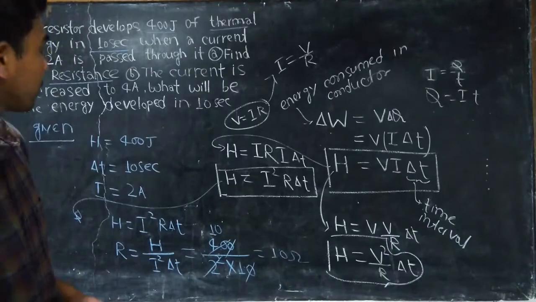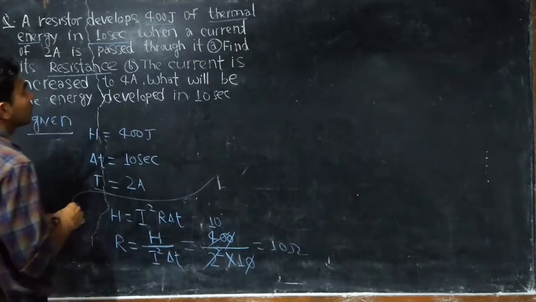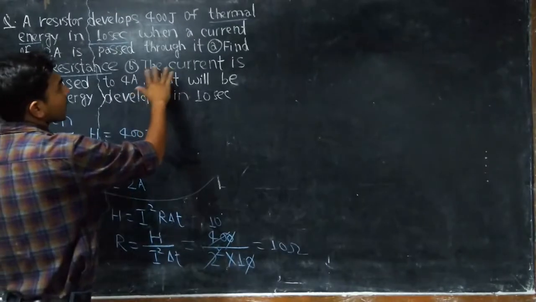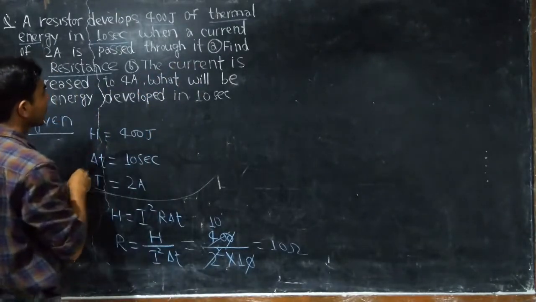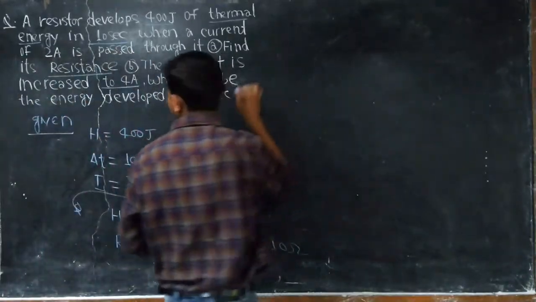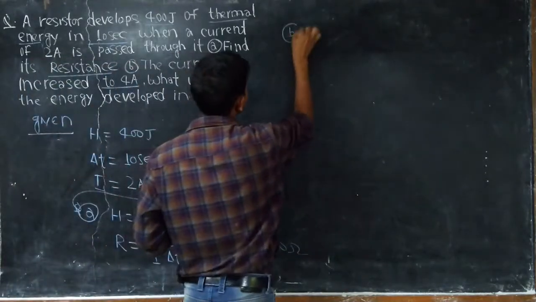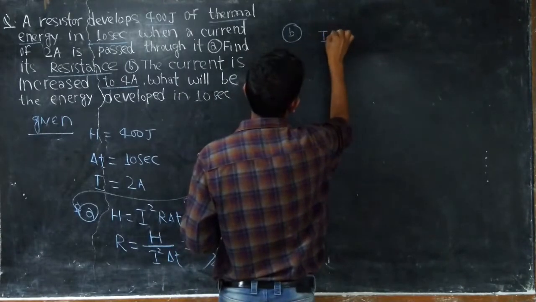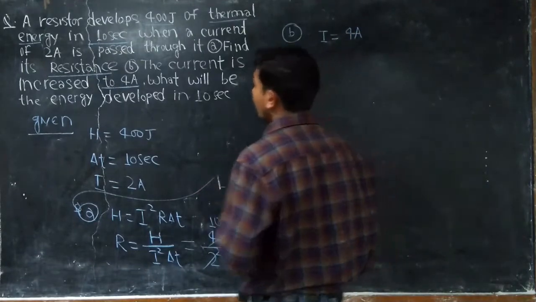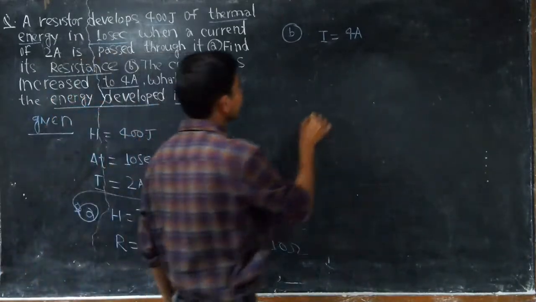In next question, okay? So first question is that we have calculated resistance. In second they are saying if the current is increased to 4 ampere, right? This is your A part, and now B part we are going to solve. So in B part I becomes 4 ampere, right? And what we have to find? Energy developed in 10 seconds.